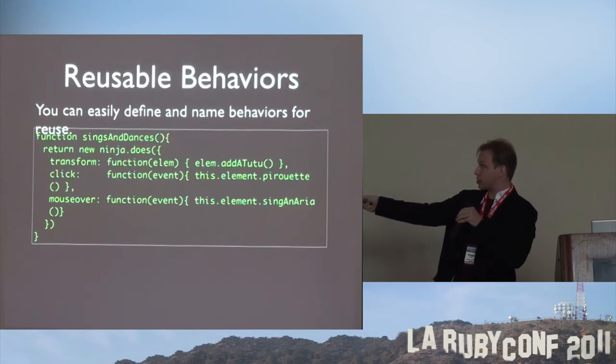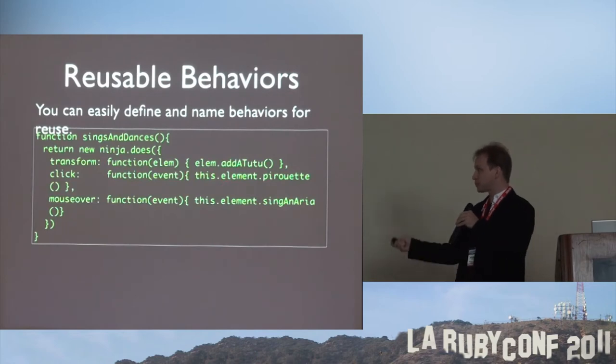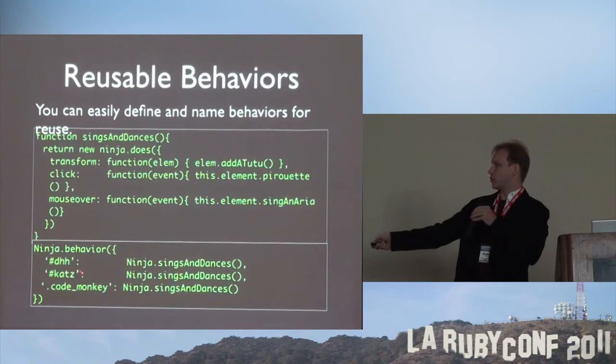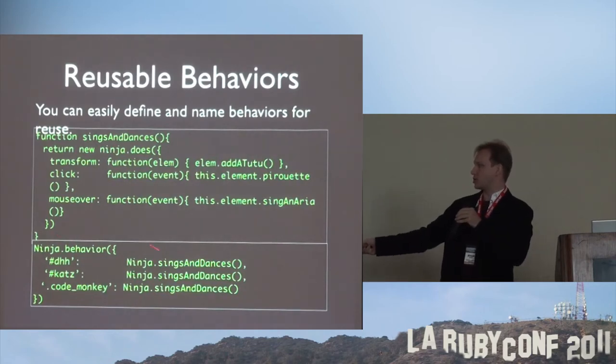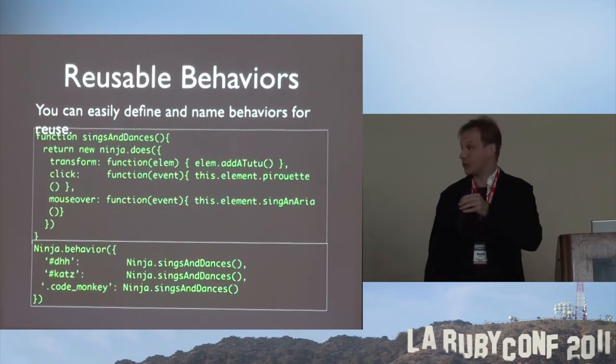But then you define a function that's going to return a ninja behavior, returns this behavior that has elements just like you've seen before. The transform is this behavior, click and mouse over have these behaviors, etc. And once you've done that, you can just reuse them. So this would go lower down in your application in JS. You can make DHH and cats sing and dance, and you can make all the code monkeys sing and dance because NinjaScript is so awesome.